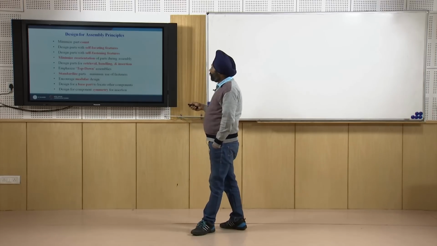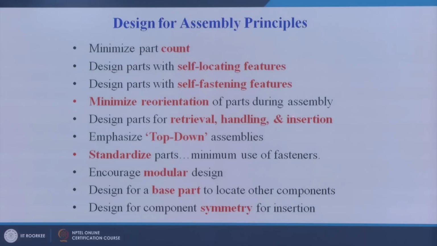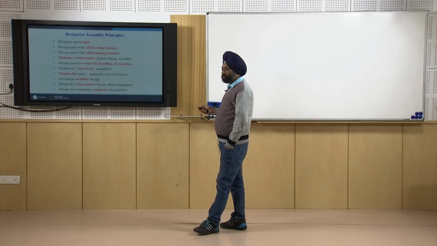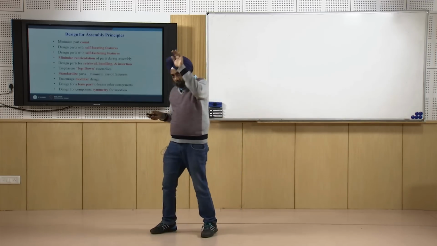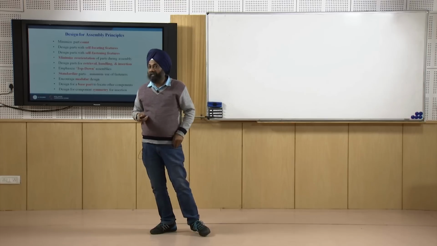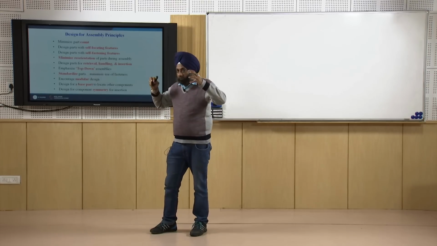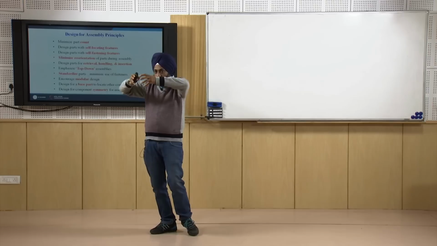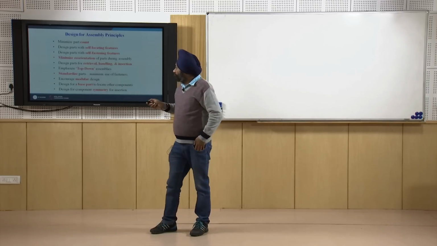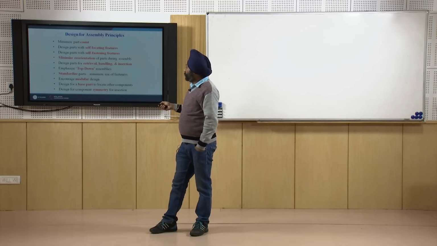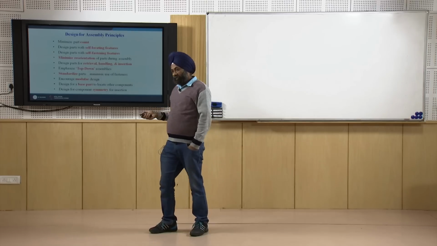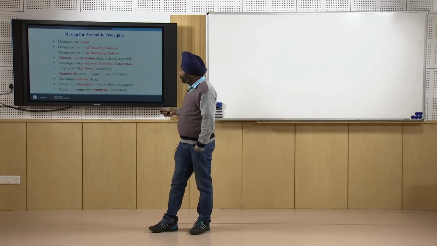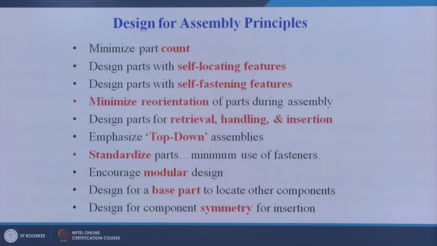Design parts for retrieval, handling and insertion. Emphasize top down assemblies. Top down means the sequence of assembly operations should be very structured. Maybe you can start from a bigger part, then the smaller part, then smaller, and build the assembly in such a way. Standardized parts, minimum use of fasteners. So standard parts should be used. Encourage modular design. Maybe minimum number of parts should be there. Modular means single. Design for a base part to locate other components.